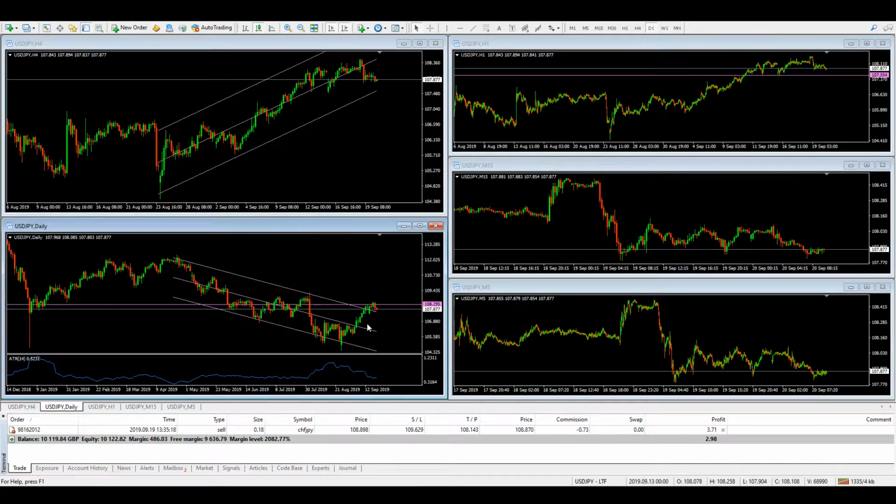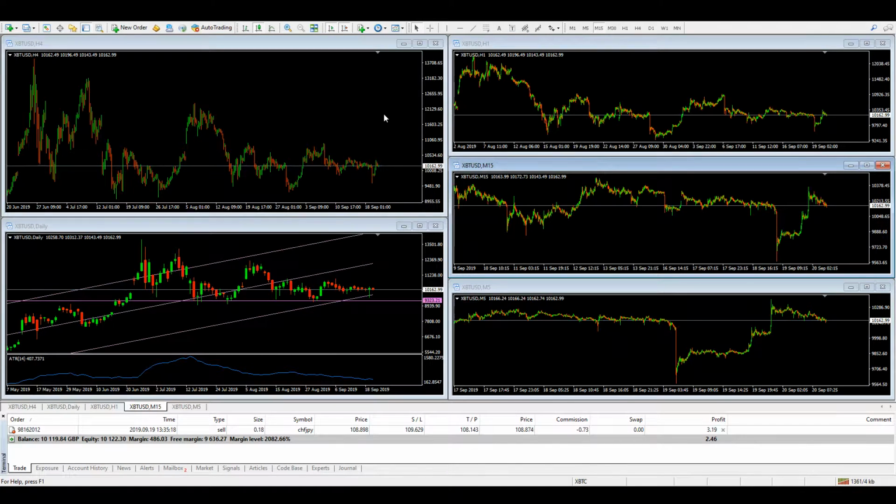USDJPY. Nope. Bearish, bullish, bullish to flat. You know, no. We want everything to be saying a similar story. So if the daily is saying bearish, then all these other time frames should be bearish as well to make the trade viable. So pass.